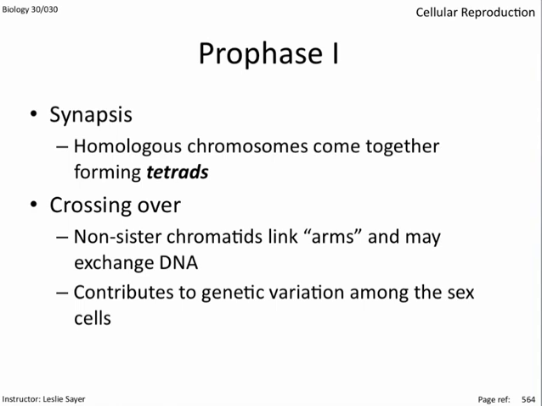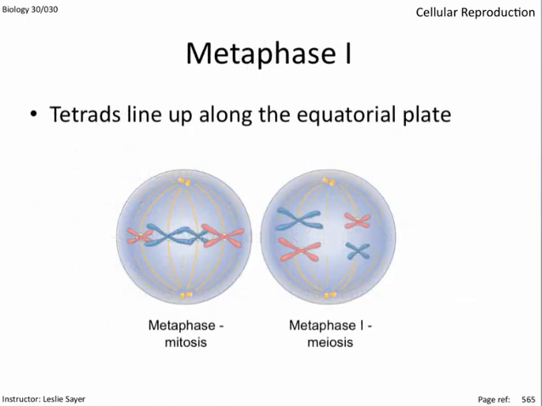Where once crossing over was thought by early scientists to be an error, crossing over is now agreed to be an important contributor to genetic diversity. In contrast to mitosis, where the sister chromatids lie along the equator of the cell, Metaphase I has the homologous pairs line up along the equator.